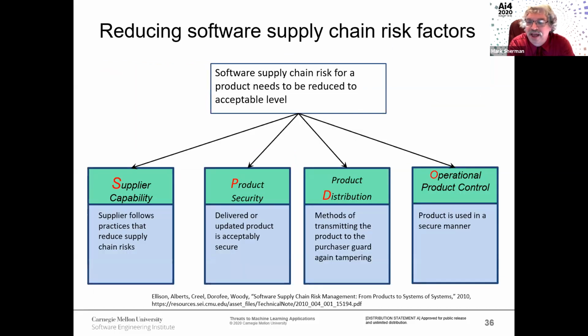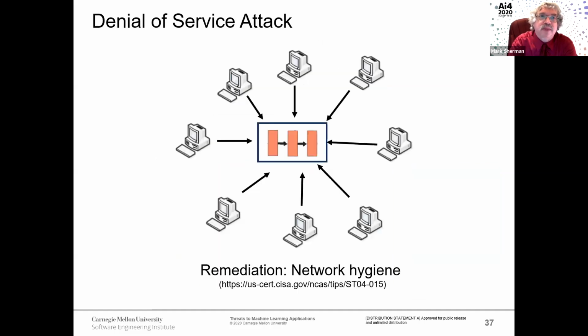So how do you do that? Well, there's a whole collection of cybersecurity that's worried about supply chain risks. I won't go into the SPEEDO process here, the supplier product distribution operations method, but you can apply this as a way to mitigate the kinds of things that you can do for supply chain risk.